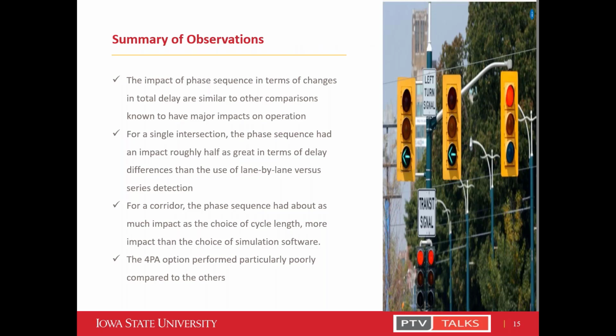In this slide, I'm going to summarize all observations from the 3 experiments that we conducted. For a single intersection, the phase sequence had an impact roughly half as great in terms of delay differences as the use of lane by lane versus approach-based detection. For a corridor, the phase sequence had about as much impact as the choice of cycle length, and more impact than the choice of simulation software. Finally, the 4PA option performed particularly poorly compared to the other phase sequences.